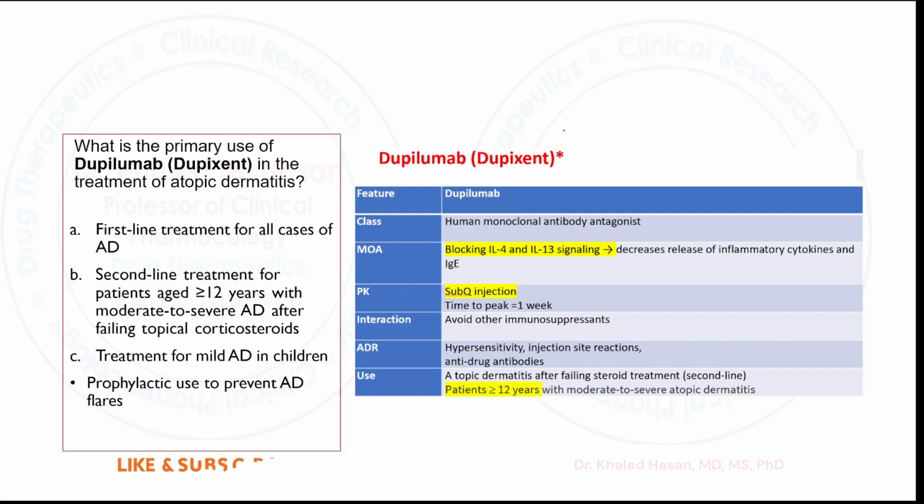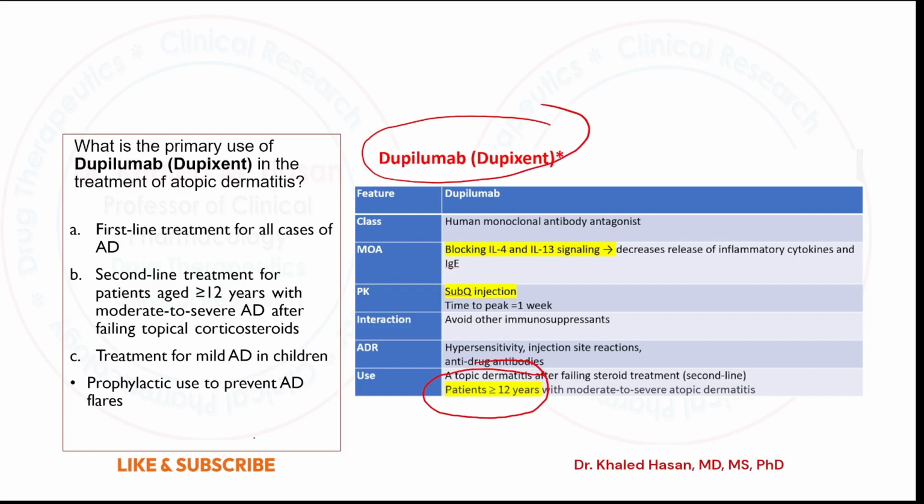Dupixent, dupilumab, you can see it here. We use it for patients 12 years and older who suffer from atopic dermatitis. Okay, second line treatment. So the correct answer for Dupixent, dupilumab, is that it is considered a second line treatment for patients with atopic dermatitis at age 12 years and above.